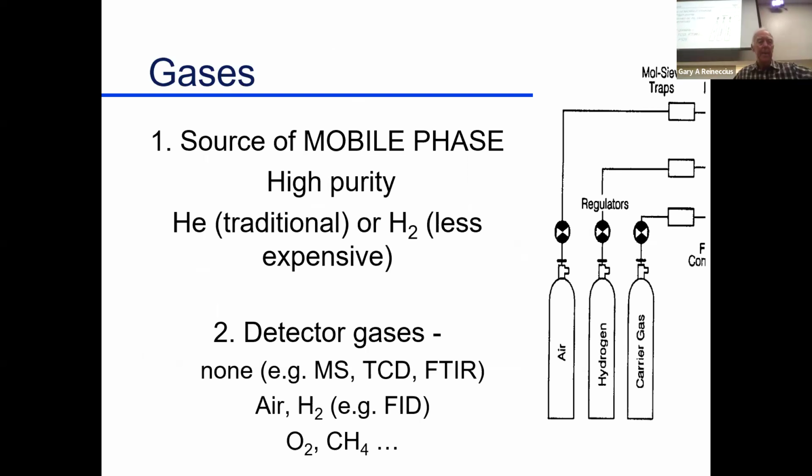These gases are high purity gases. Talking about the mobile phase, what's moving your sample through this system. Helium is traditional. That's expensive. That's extremely expensive. An alternative is hydrogen.